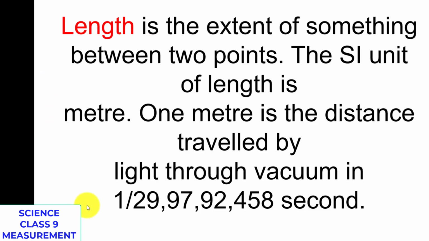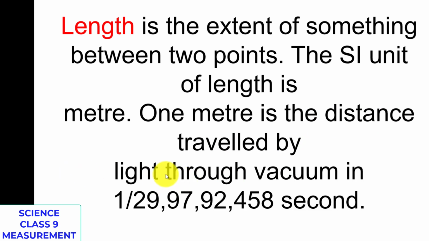Length is the extent of something between the 2 points. The SI unit of length is meter. SI unit of length is meter. Suppose if you want to define 1 meter, then how will you define? 1 meter is the distance travelled by the light.